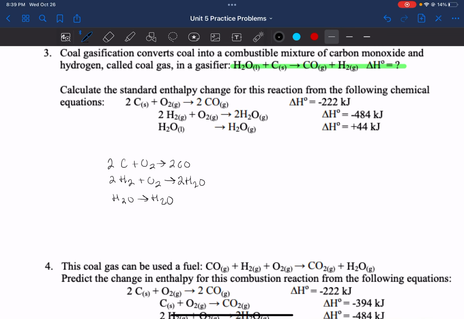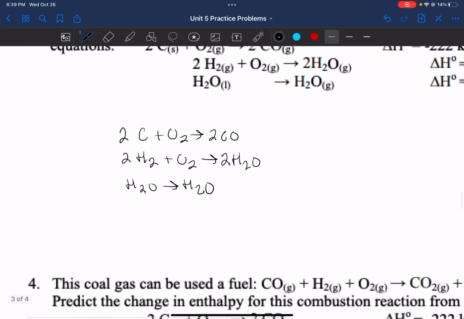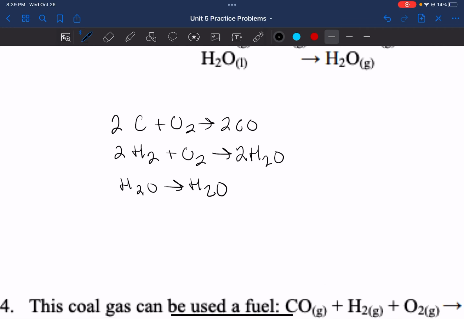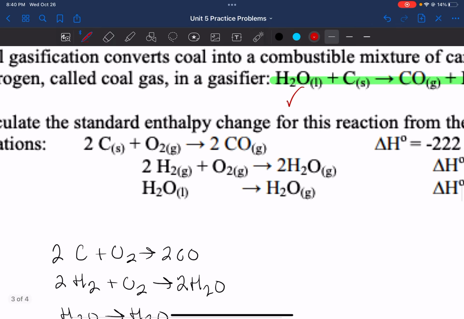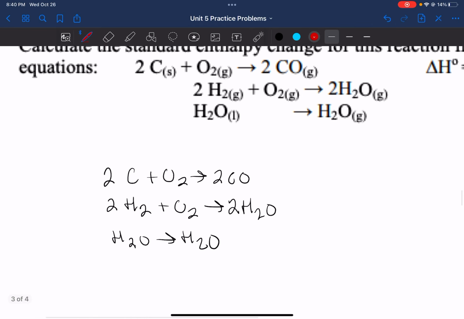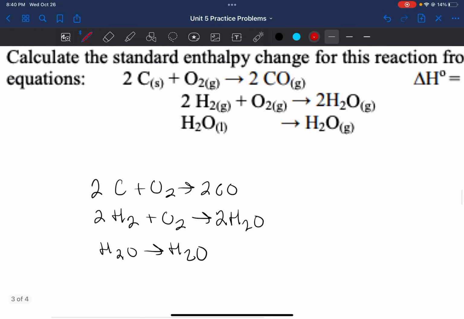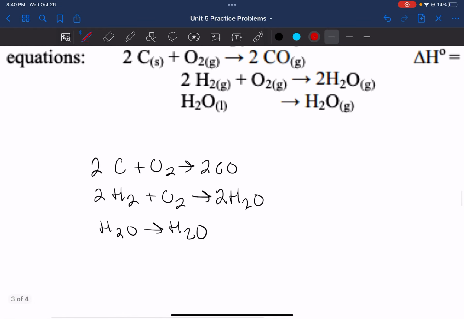All right, so back in first step, you make sure everything on the left is on the left and everything on the right is on the right. So for this, H2O is on the left, which is a true statement. H2O is on the left. Carbon is on the left, which is true. But this is actually a really important step.